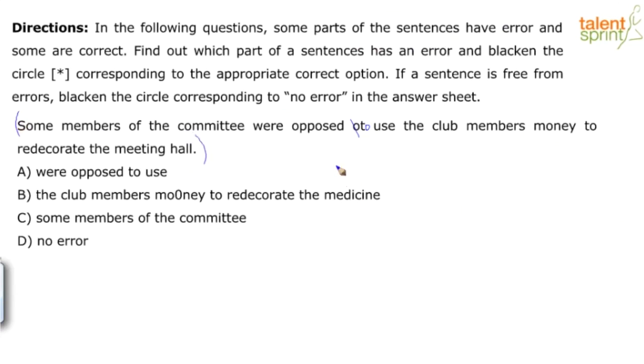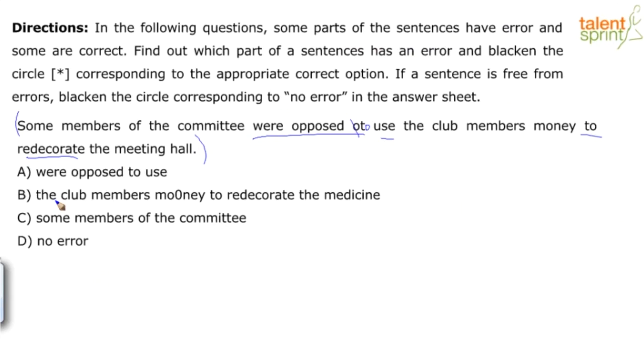For example, here I have some members of the committee were opposed to. Then I have use, that's another verb. Then I have to redecorate, that's another action verb, right? So I have multi-part verbs, right? So when there are too many verbs in a context, there's a concept of either a gerund or an infinitive form or a participle coming into play, right?